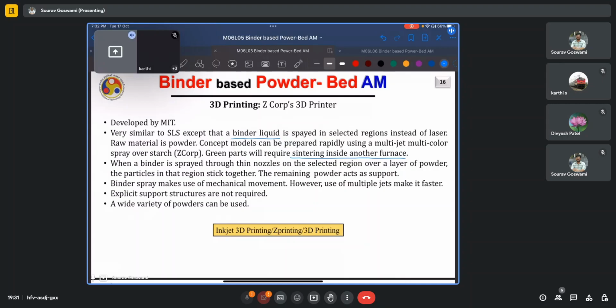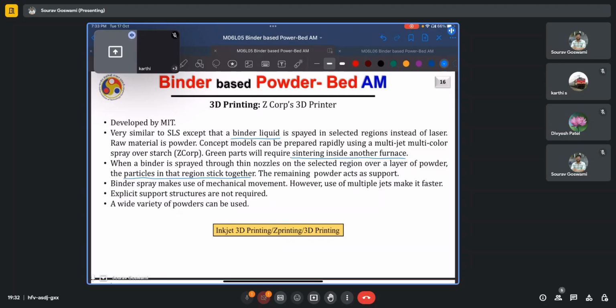The working principle is that upon spraying the binder through nozzles onto the selected region, the particles in that region stick together, and the remaining particles which remain loose will then act as the support structure, or will provide support to any overhanging features that might exist in the part. The binder spray makes use of mechanical movement. However, there are multiple jets and the process can be pretty fast.